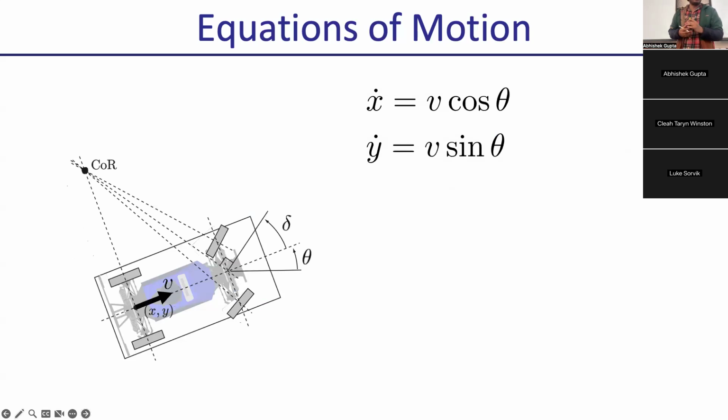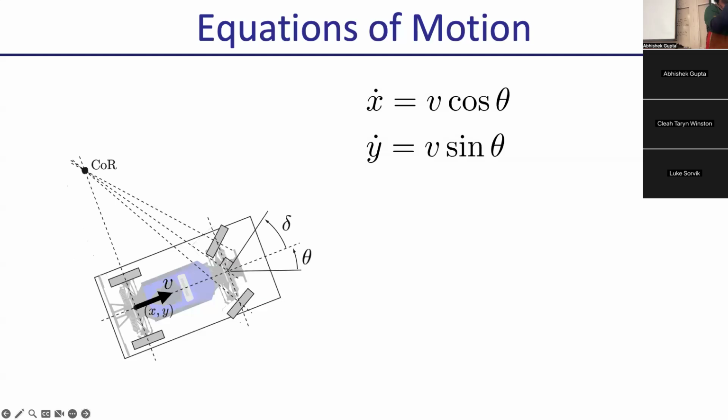So the first two things we're going to say are x dot, which is dx/dt, is v cosine theta, and y dot, which is dy/dt, is v sine theta. Those are the two things for x and y. Theta is going to be a little more difficult.